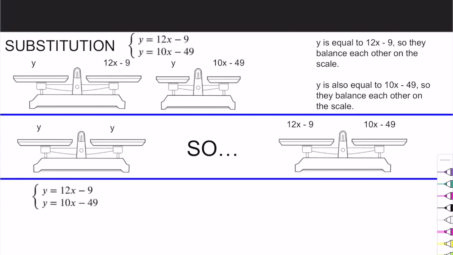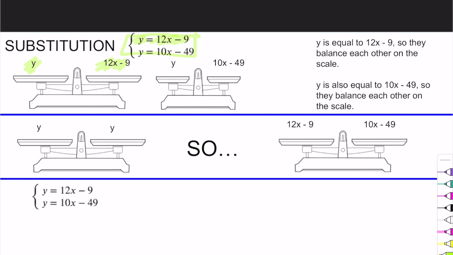In addition to solving systems by graphing, like we just did, we can also solve systems of equations algebraically. And one of the methods that we can use is substitution. So for this problem, we are looking at the system y equals 12x minus 9, y equals 10x minus 49. So what I want you guys to visualize, like here in this problem, y is equal to 12x minus 9. If we thought about it in terms of a scale, it would be balanced because those two values are equal.